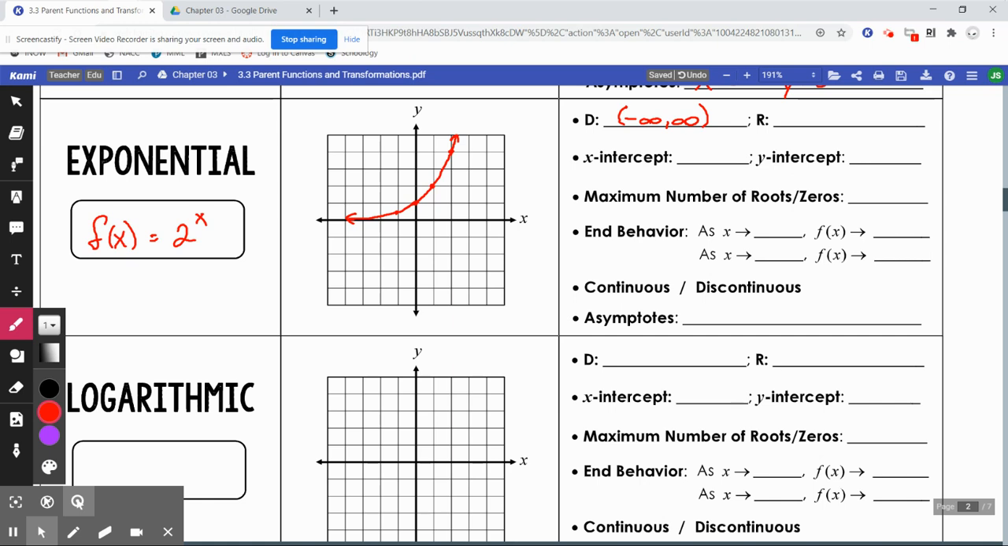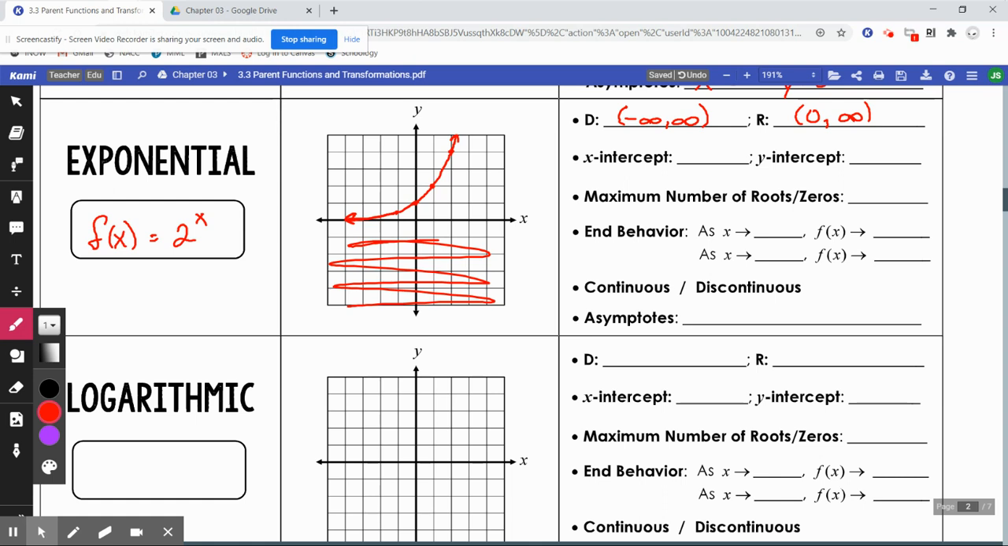Your range, however, notice that there is absolutely no graph down here, and we also have another asymptote line. This thing gets closer and closer and closer to your x-axis, but it never touches it. So therefore, we're going to say my range starts at 0, but does not include it, and it goes up from there. Your y-intercept and your x-intercept.